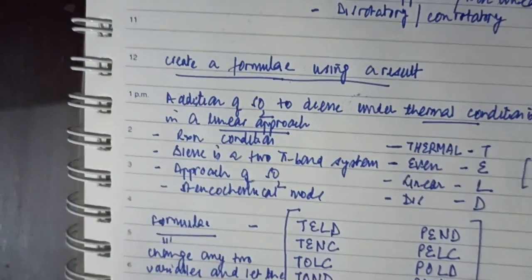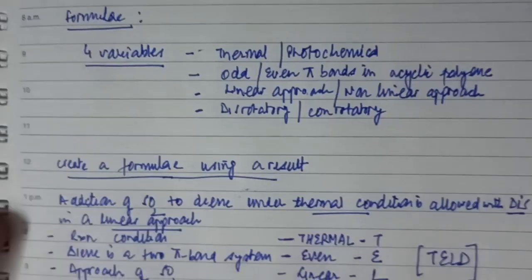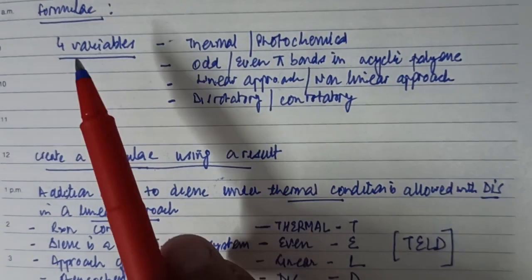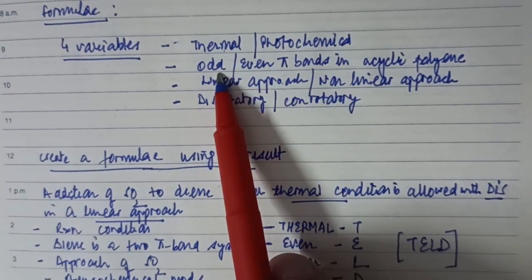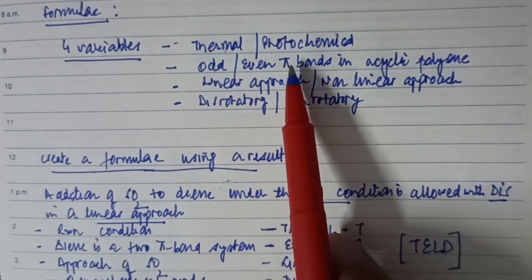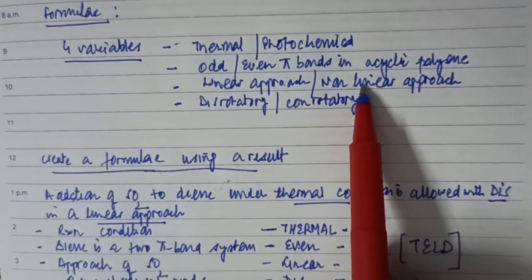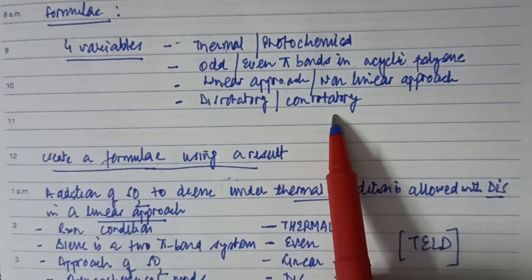Similarly, we can also create the formula. And while creating the formula, it is extremely important because the formulas are really informative and very easy to work out as far as the reaction is concerned. Because if you consider the formula here, I'll say there are 4 variables involved. The first variable is that the reaction can be thermal or photochemical. The second variable is, as far as the acyclic polyene is concerned, whether the pi bonds can be odd or even. Third variable is whether the sulfur dioxide or the carbene can approach in a linear or a non-linear fashion. And the fourth variable is that the ring can close in a disrotatory or a conrotatory fashion.